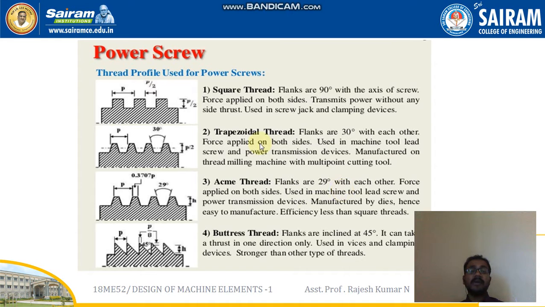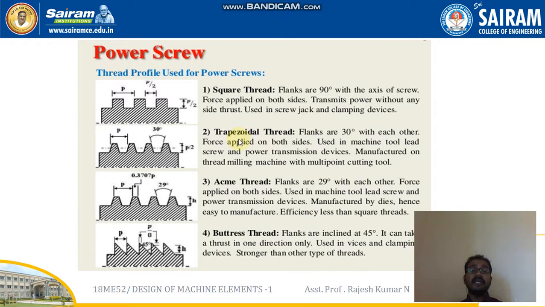And these are the thread profiles used for power screw, which we already discussed in video 6, where we had a clear understanding of the threads. Here very briefly we'll discuss square thread. The flanks are 90 degrees with the axis of the screw, and force applied on both sides transmits power without any side thrust, used in screw jack and clamping devices. You can see this is the application we will be discussing in the syllabus.